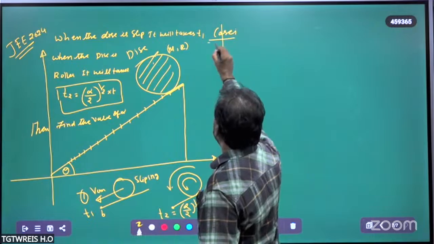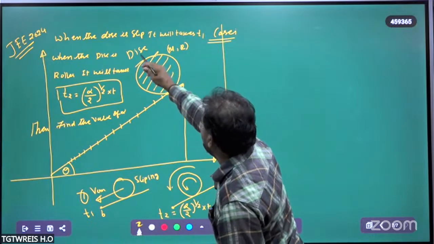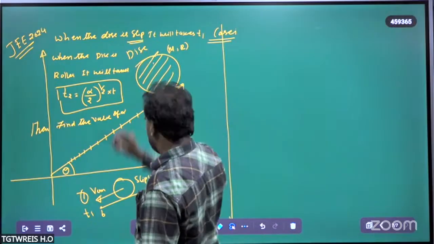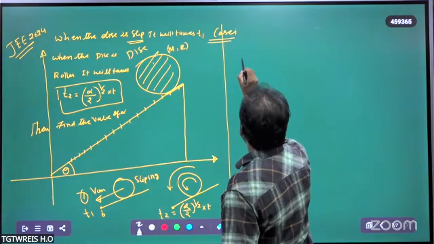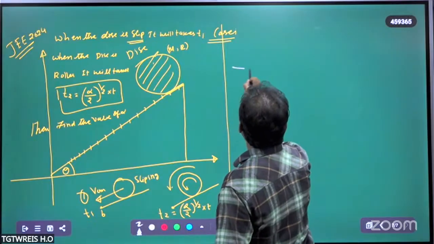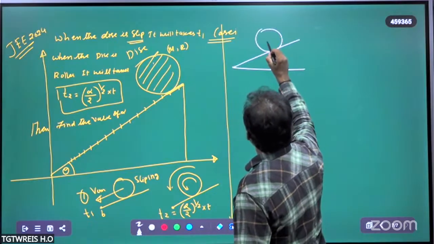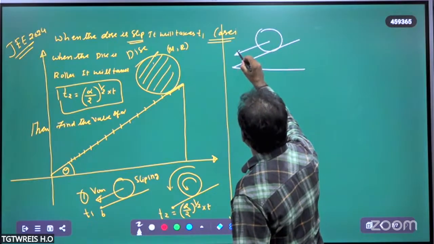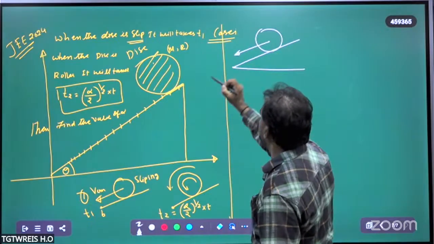What is case 1? When the disk is slipping, not rolling, on an inclined plane. Slipping means it is dragging like this. It is not rolling, it is just dragging on the plane.